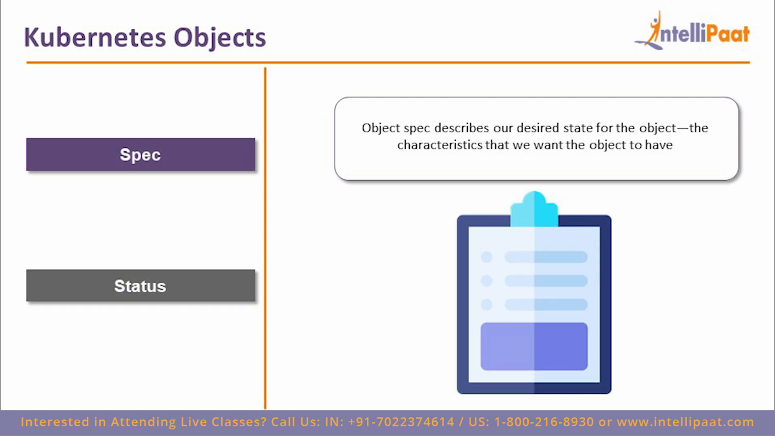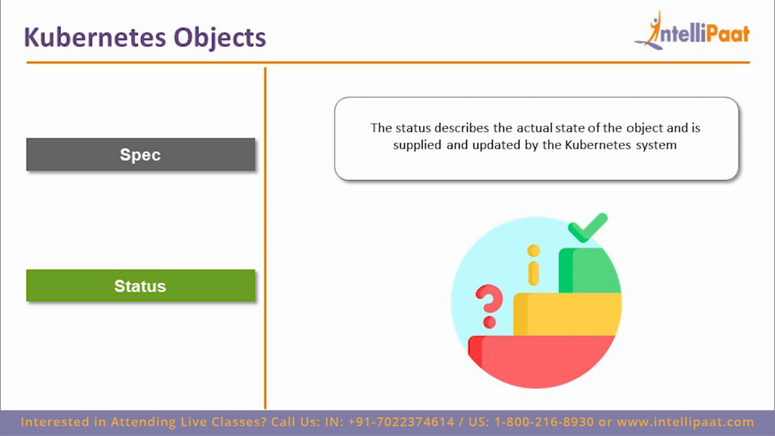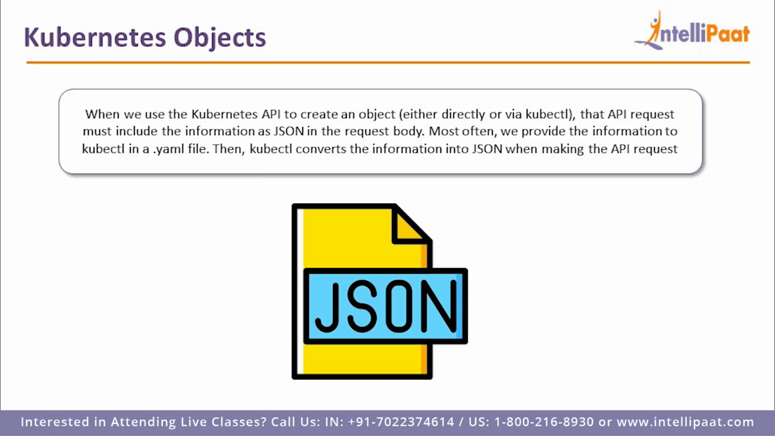So here in the spec section, you describe the desired state for the object, the characteristics that you want the object to have. And here in the status, you describe the actual state of the object, which is supplied and updated by the Kubernetes system. So when you use the Kubernetes APIs to create these objects, either directly or via kubectl, the API request must include that information as JSON in the request body. JSON is another file format. If you have worked with JSON or Node.js or something like that, you create this file, which basically looks like a key value store again. It is well defined, pretty readable and easy to understand.